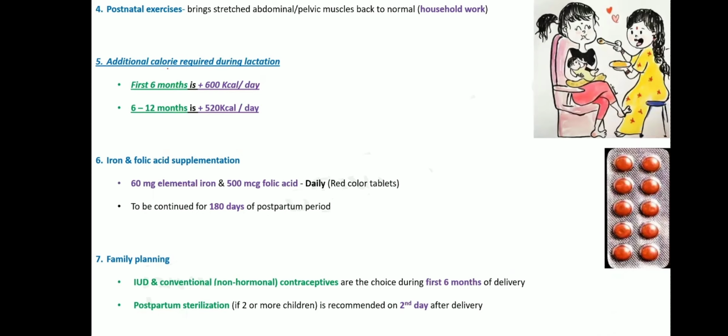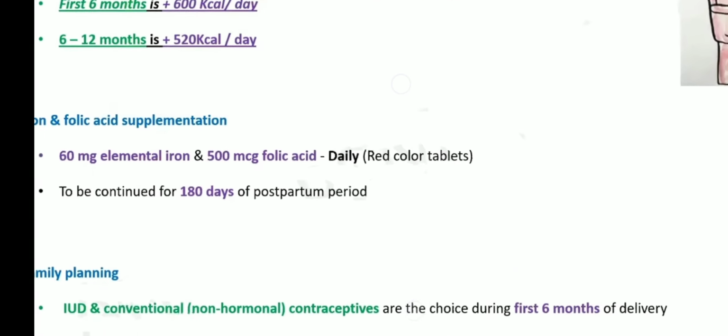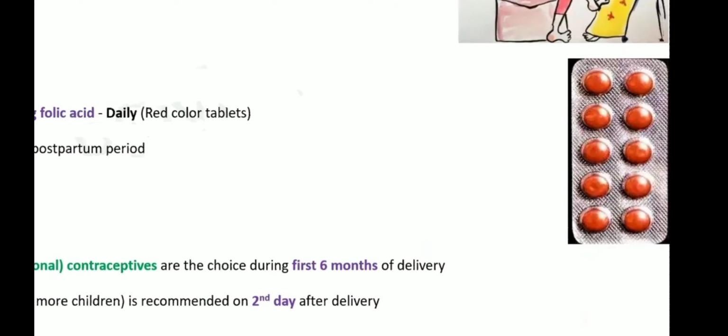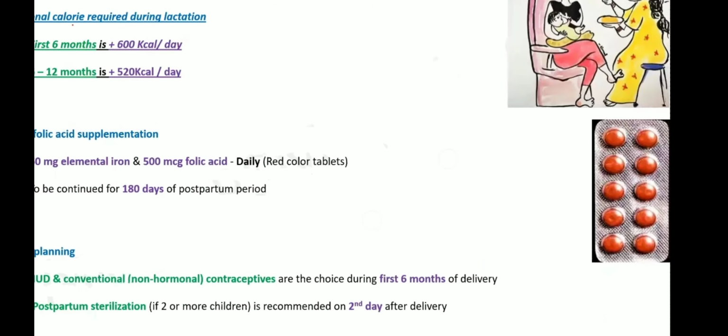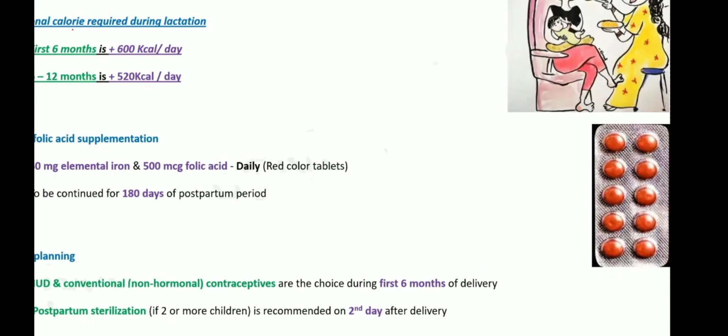So this was about the contraceptive methods. IUDs and conventional contraceptives are given during the first 6 months following delivery. The oral pills, combined oral pills, should be avoided in a lactating mother, because they will suppress lactation. We have to go for intrauterine devices and non-hormonal methods.